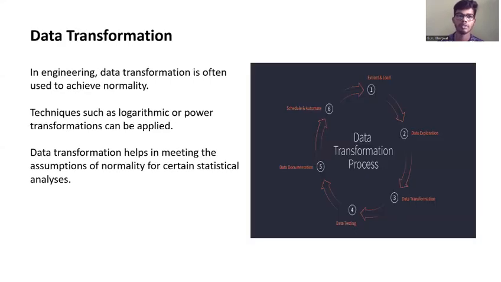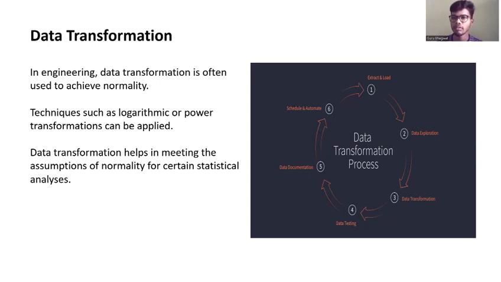Data transformation in normal distributions: in engineering, data transformation is often used to achieve normality. Techniques such as logarithmic or power transformation can be applied. Data transformation helps in meeting the assumption of normality for certain statistical analyses. This is how the data transformation process can be done in the normal distribution.